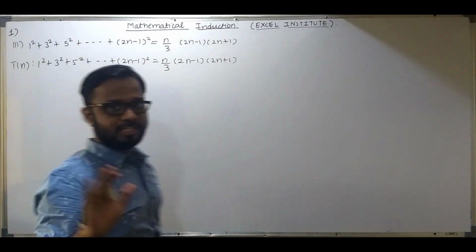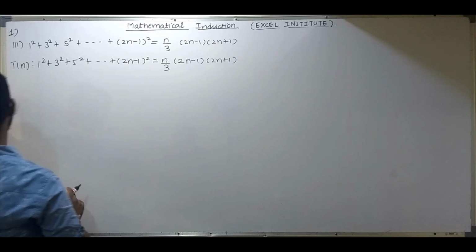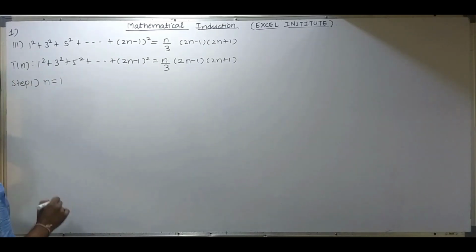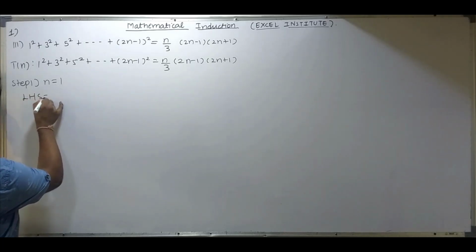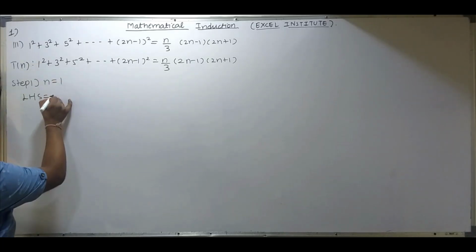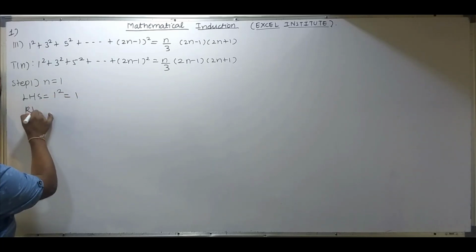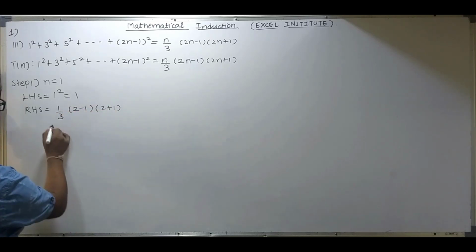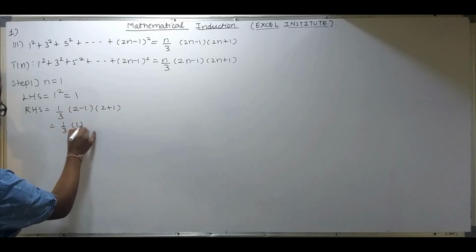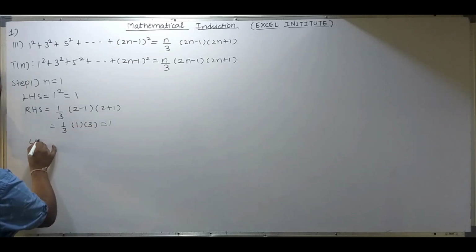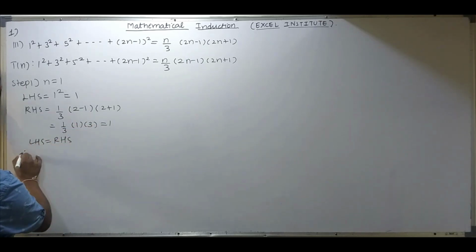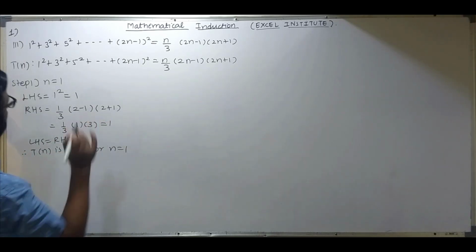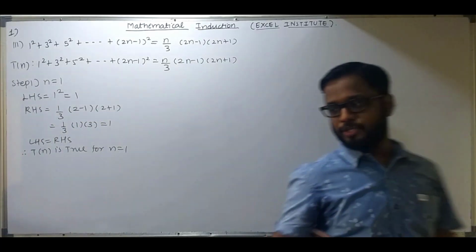Then we have to follow 3 steps, beta. Step 1 is what? Let n equal to 1. So LHS is what? N equal to 1 represents the first term. So your first term is 1 square, so that is 1. RHS is what? RHS is 1 by 3, 2 minus 1 and 2 plus 1. So that is 1 by 3, 1, 3, which is 1. Okay, LHS equal to RHS. So T of n is true for n equal to 1. Always we have to prove that T of n is true for n equal to 1.